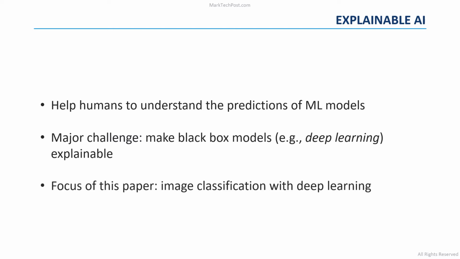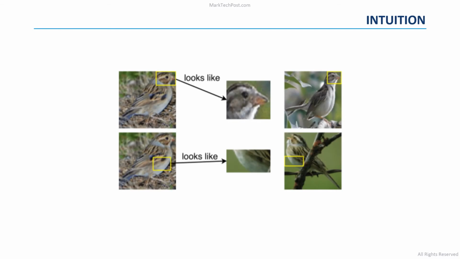Today, we are gonna focus on image classification tasks faced by using deep learning solutions. The solution proposed by this paper is based on the following intuition. As you can see in the figure, when we describe how we classify the image of an animal, we might focus on parts of the animal and compare them with prototypical parts of images of the same animal.